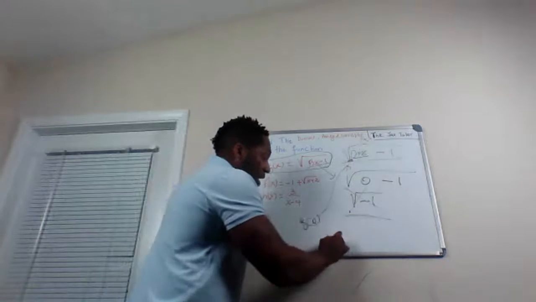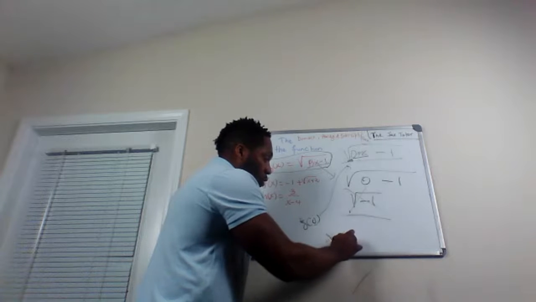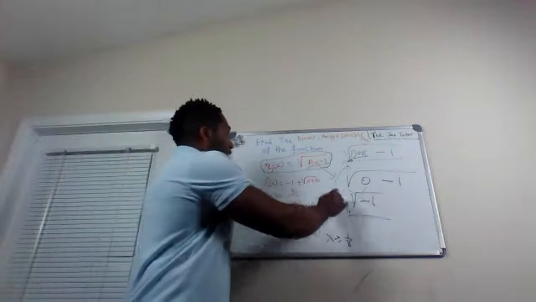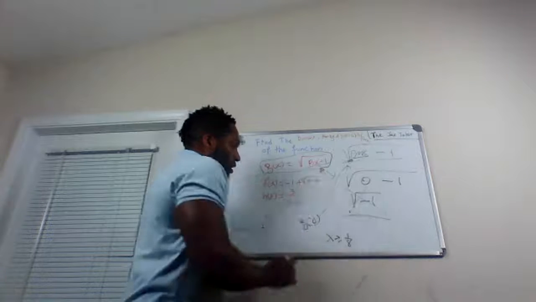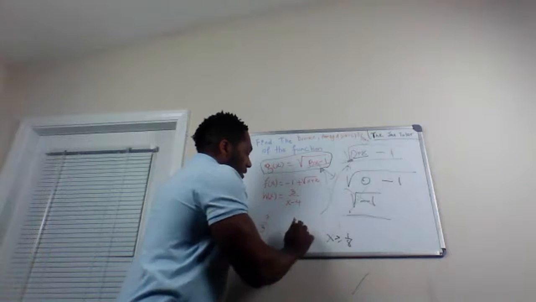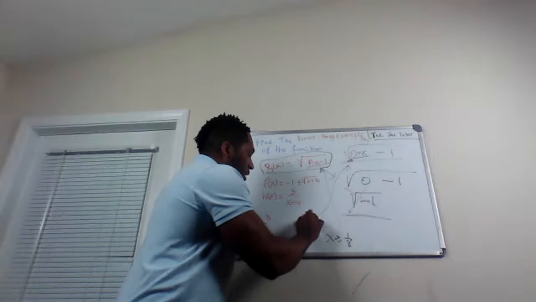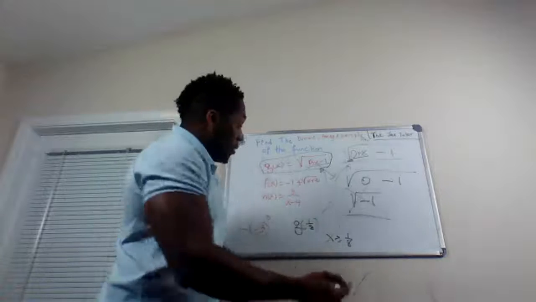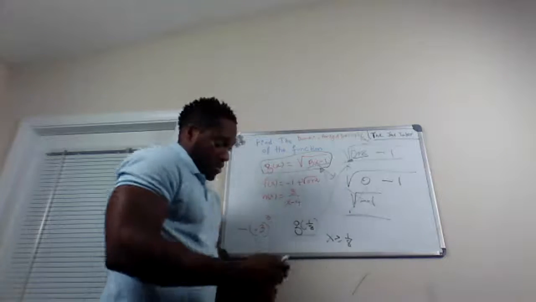Remember, what we found is x needs to be greater than or equal to 1 over 8. Can I put 1 over 8 inside of this? What I'm saying by that is, can I calculate g of 1 over 8? We already saw we cannot calculate g of 0. Can I calculate g of 1 over 8?